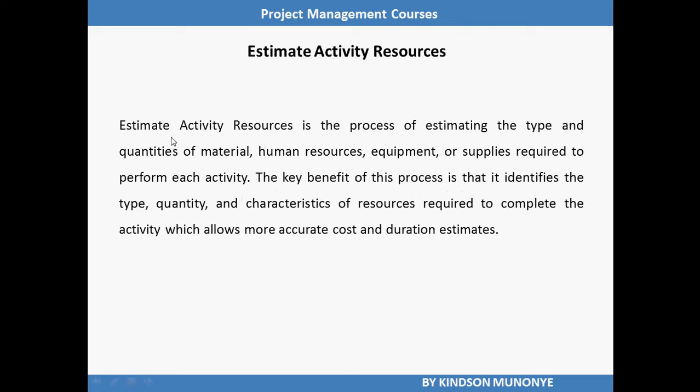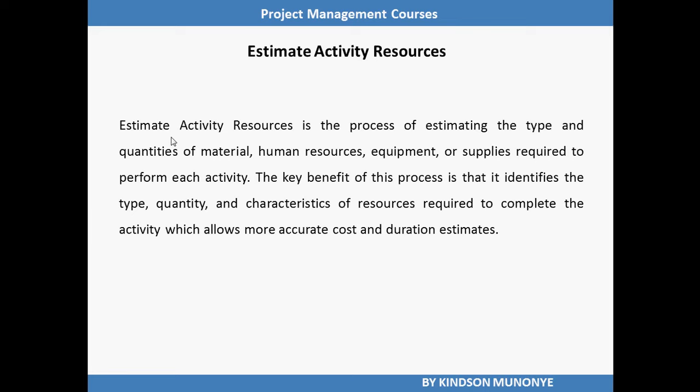Alright, let's look at what it means to estimate activity resources. According to the PMBOK guide, estimate activity resources is a process of estimating the type and quantities of materials, human resources, equipment, or supply required to perform each activity. The key benefit of this process is that it identifies the type, quantity, and characteristics of resources required to complete the activity, which allows more accurate cost and duration estimates.